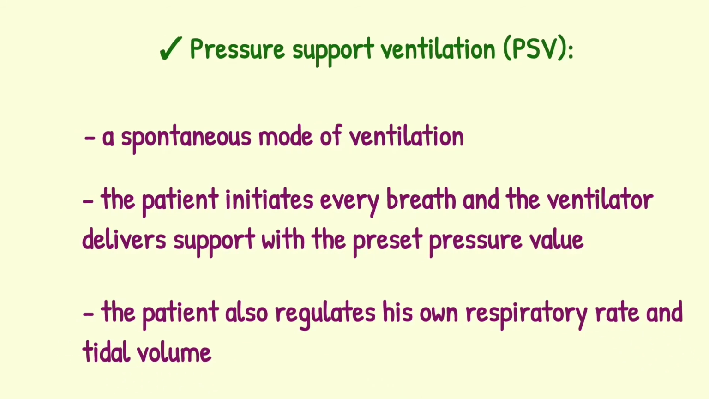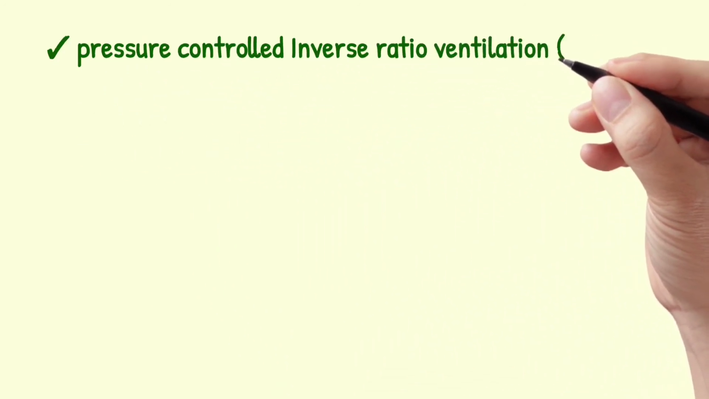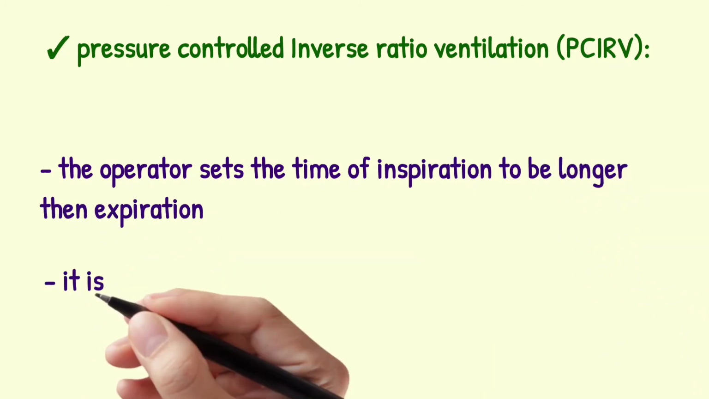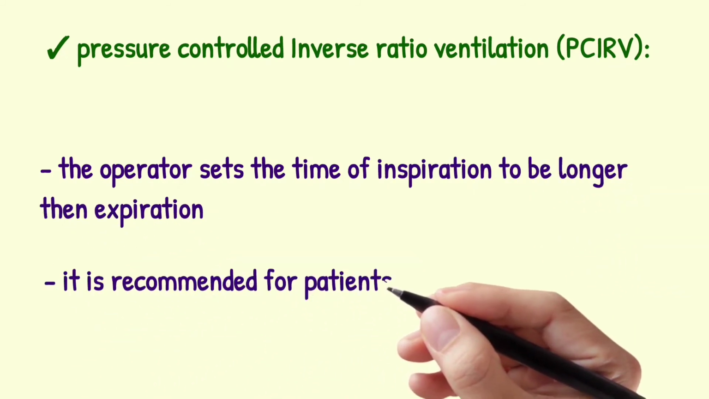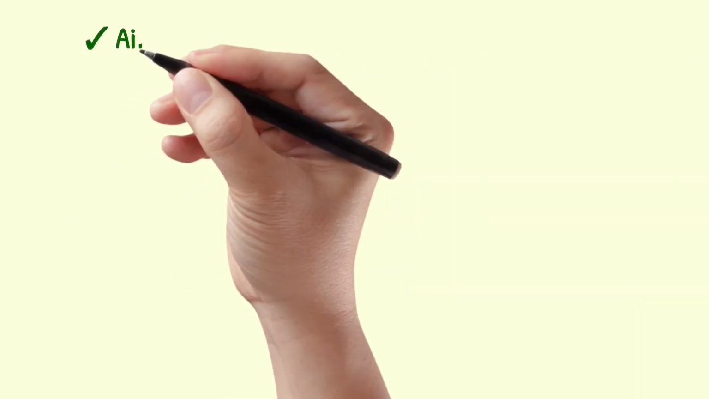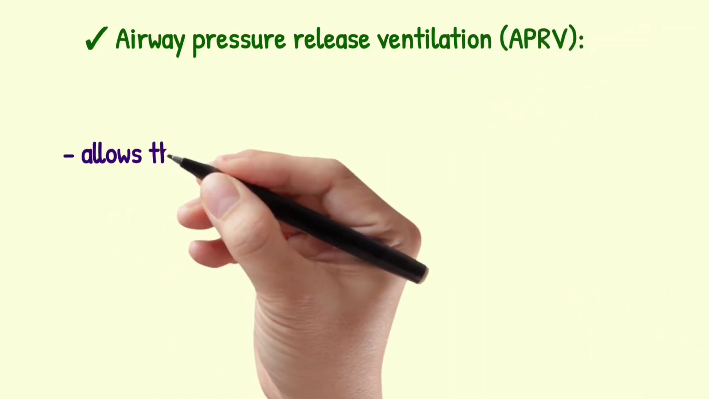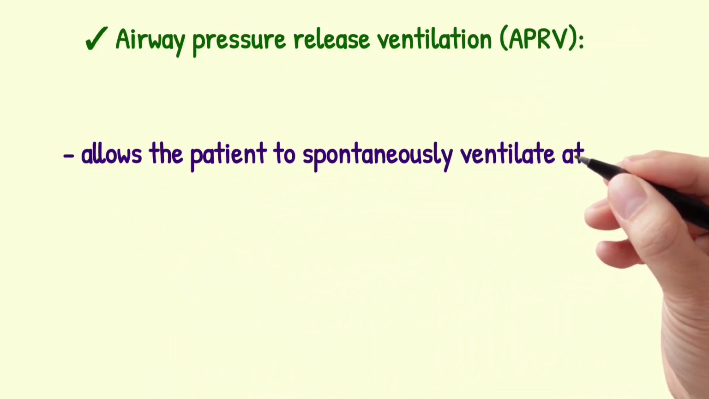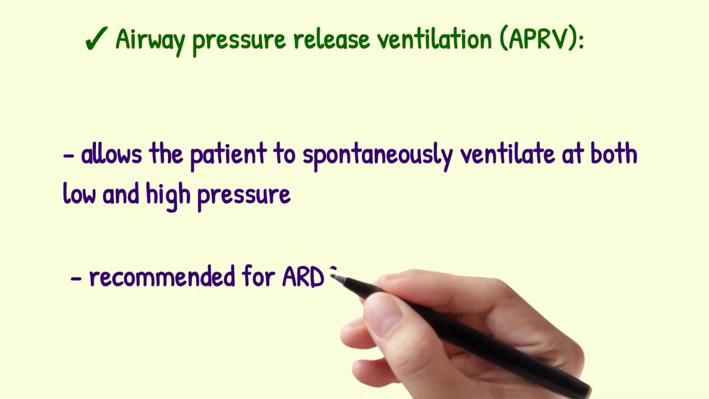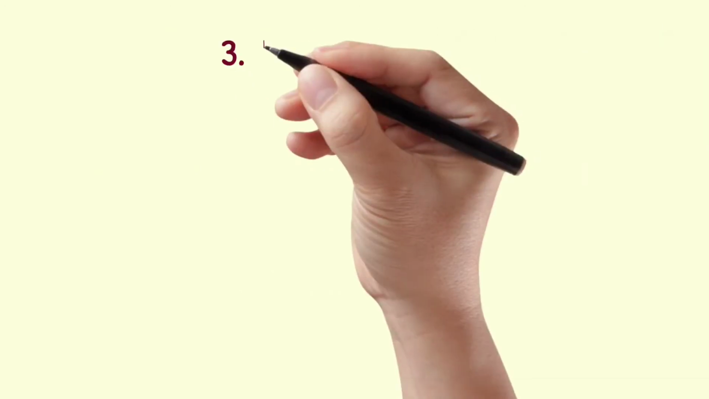Now, pressure control inverse ratio ventilation. In this mode, the operator sets the time of inspiration to be longer than expiration. PCIRV is recommended for patients with ARDS. Next is airway pressure release ventilation. This unique mode of ventilation allows the patient to spontaneously ventilate at both low and high pressure, and it's recommended for ARDS patients. And last is dual modes.